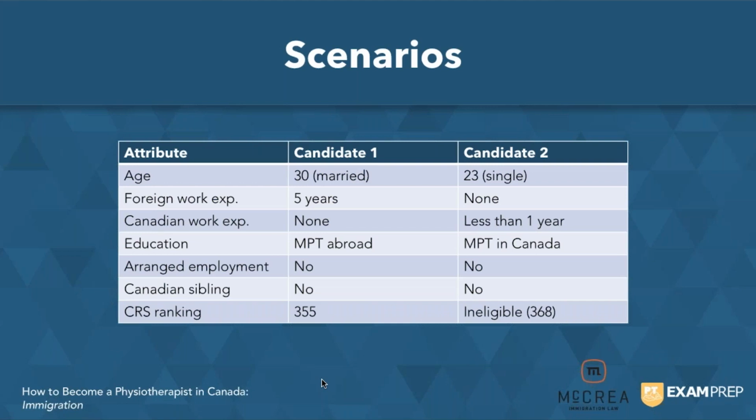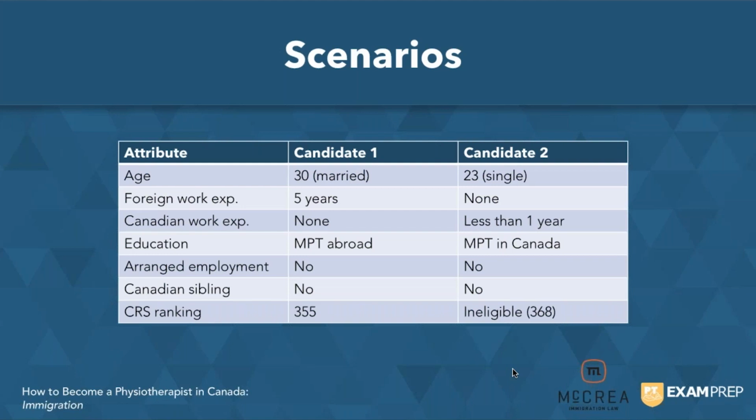Candidate 2, and this one's a bit of a trick here, he's scoring 368 based on having studied in Canada, but he doesn't have that 1 year of work experience anywhere. So it doesn't matter what his score is because he's not even eligible to get in the door to create a profile in Express Entry. He doesn't have that 1 year of work experience either for the Canadian Experience Class if it's in Canada or the Federal Skilled Worker category if it's anywhere in the world. So he's not even allowed to play the game.